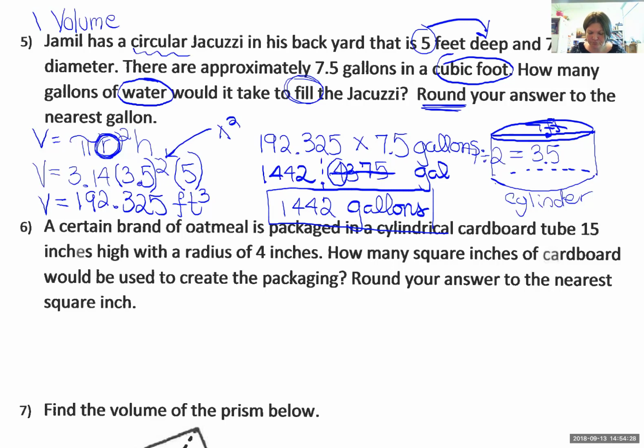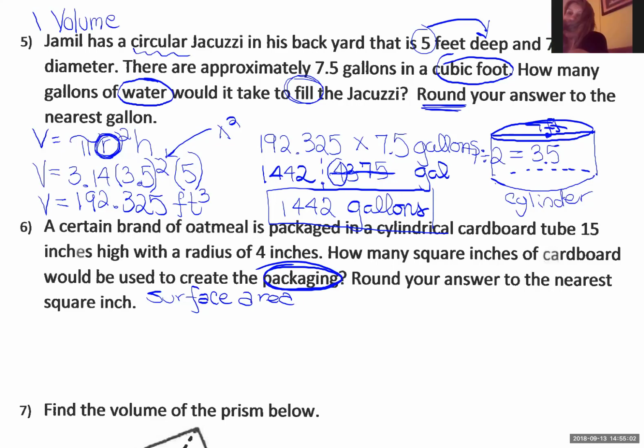Okay. So, volume or surface area? Surface area. I agree with you, Josie. Can you give me some proof? It's packaging. You wouldn't fill the package with packaging or there'd be no room for the cereal. You just put the packaging on the outside of that three-dimensional shape. That's the surrounding part. Okay.